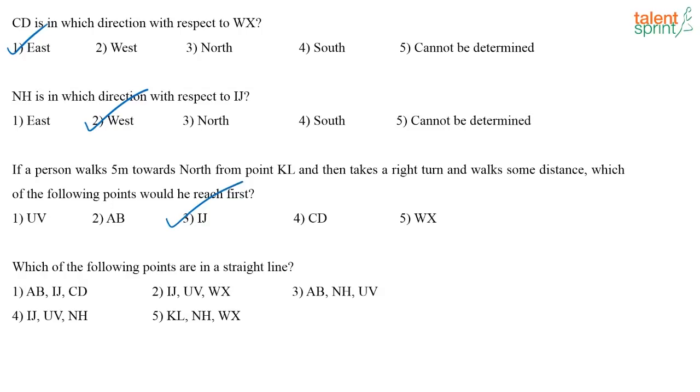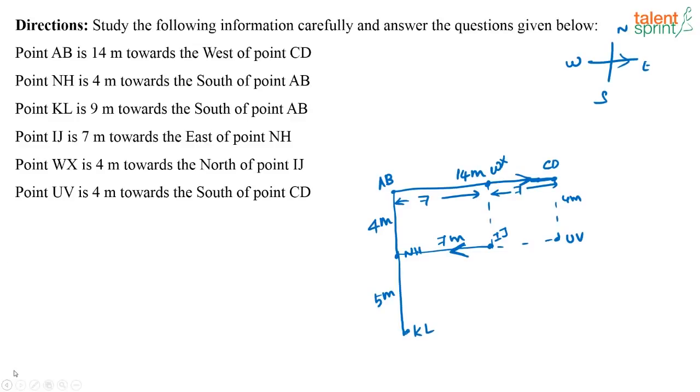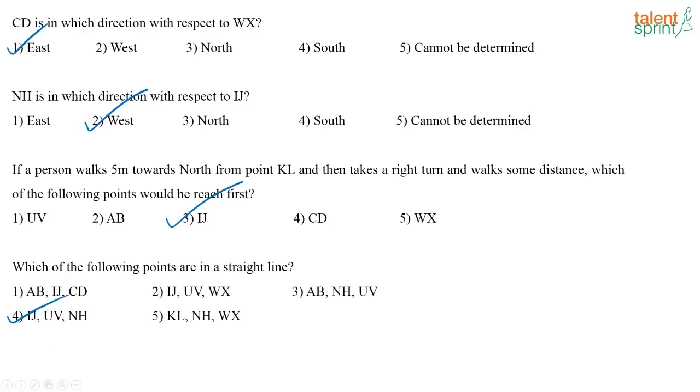Which of the following points are in a straight line? That is your fourth question. Give me the answer for that. The fourth answer is IJ, UV and NH. You can just check that in the diagram. IJ, UV and NH, all these three are in a straight line. So the correct answer here is option 4.